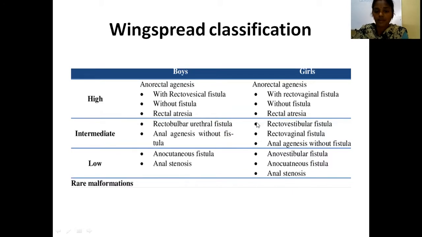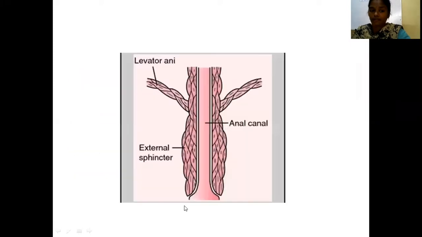This is the Wingspread classification. In addition to this, there are also rare malformations, including the cloacal malformation. So, the Wingspread classification is based on the level of rectal descent, whether the rectal descent is arrested above the puborectalis, high, or at the level of puborectalis, intermediate, or low, that is below the level of puborectalis.